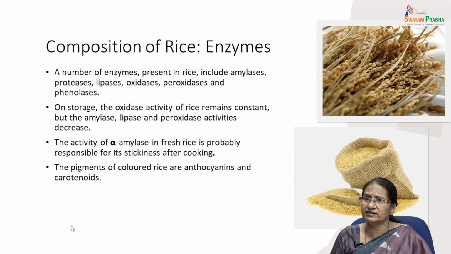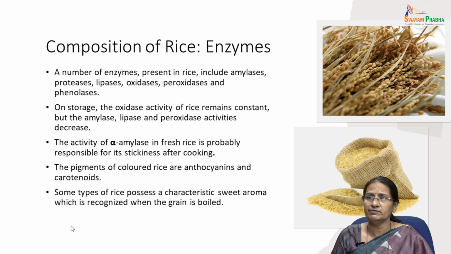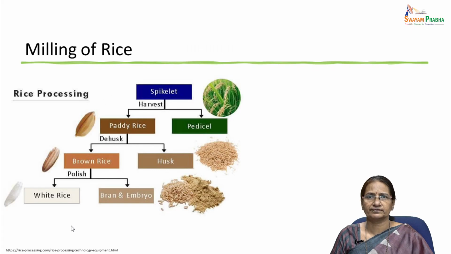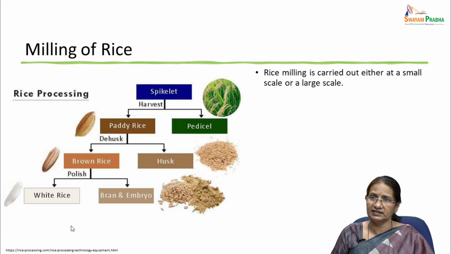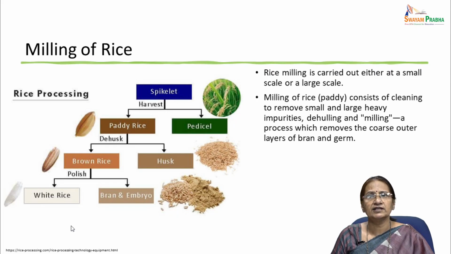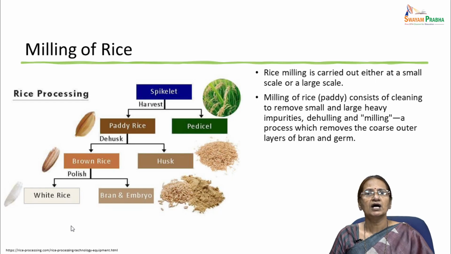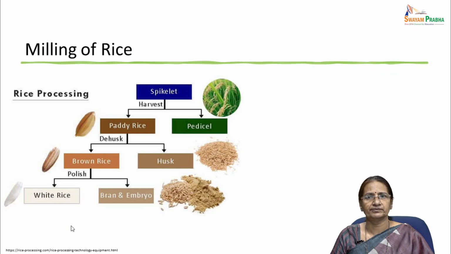The pigments of colored rice are anthocyanins and carotenoids. Some types of rice possess a characteristic sweet aroma which is recognized when the grain is boiled. Now, milling of rice. Rice milling is carried out either at a small scale or a large scale. Milling of rice consists of cleaning to remove small and large heavy impurities, dehulling and milling, a process which removes the coarse outer layer of bran and germ.